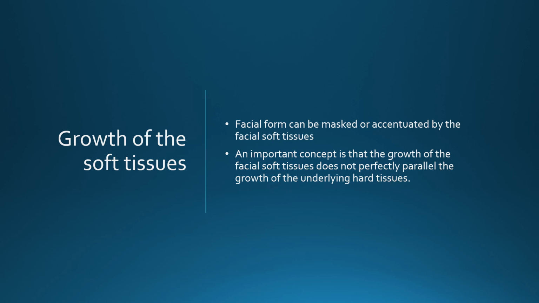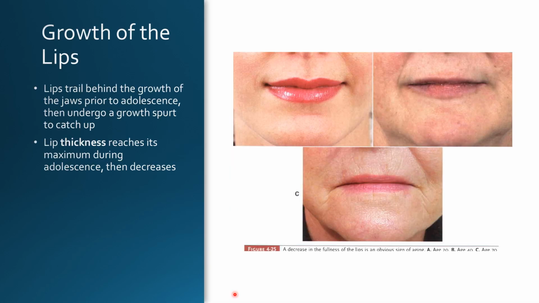tissues underneath them. So if we want to talk about lips, they are maximum thickness around the pubertal growth spurt, and after that they start reducing in size. So you can expect the lips to become thinner and thinner as the patient ages.